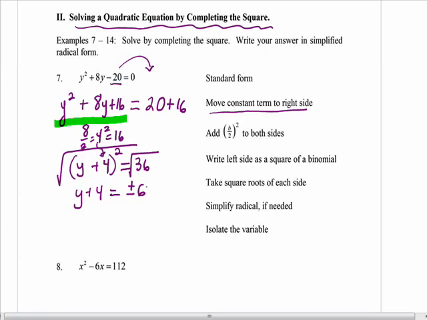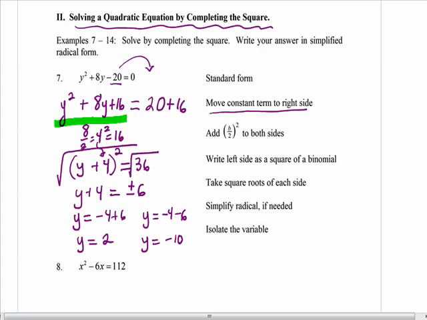Now, if there's a radical, you'll simplify it, but then you want to isolate the variable. So I need to isolate y by subtracting 4 from each side. So I'm going to have y equals negative 4 plus 6, and y equals negative 4 minus 6, to get your two answers. Separate them at that point. So we get answers of 2 and negative 10. Sometimes you'll have radicals like we did yesterday. It's okay. That's the whole point of doing this, so that you can solve equations that do not factor.